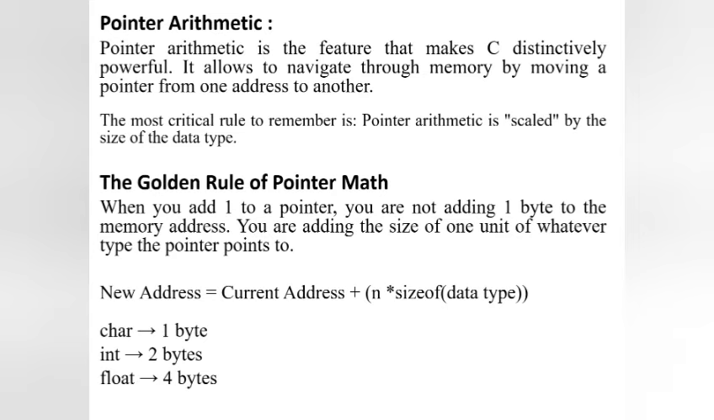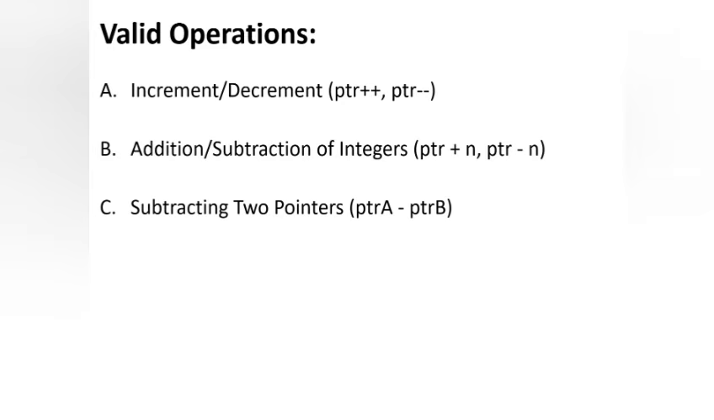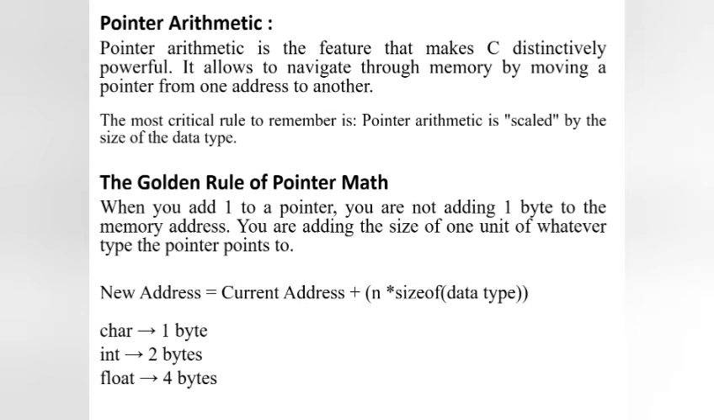Using pointers, we are able to perform arithmetic operations. Not all arithmetic operations are possible, but a few operations are possible on pointer variables. What are they? Increment and decrement operations are possible. Addition or subtraction of a specified number is possible on a pointer variable. We can subtract two pointers. We can compare two pointers.